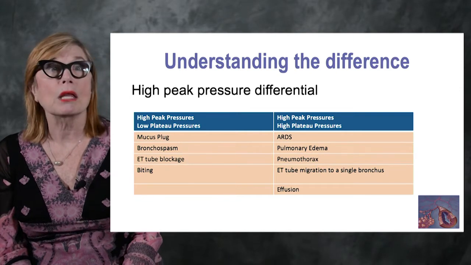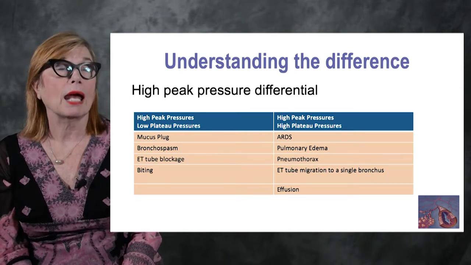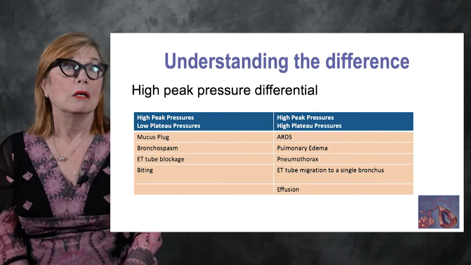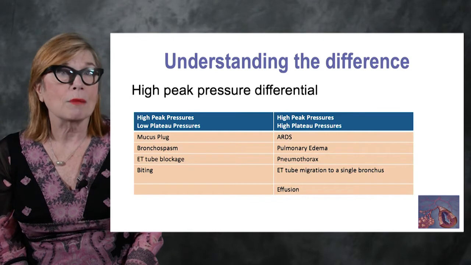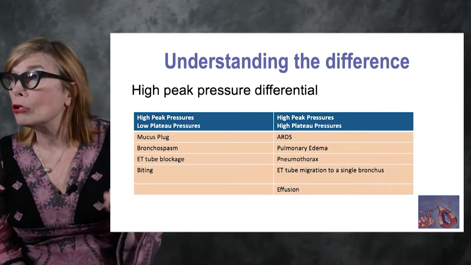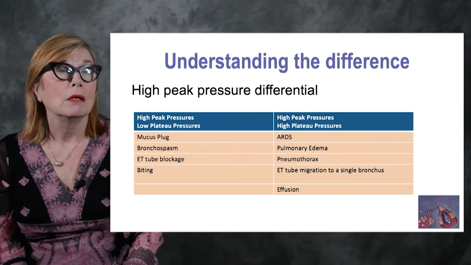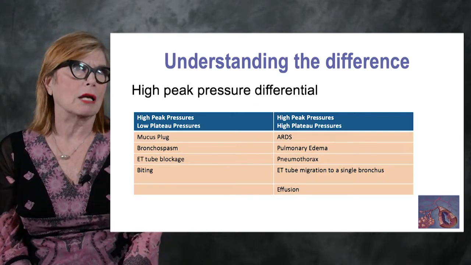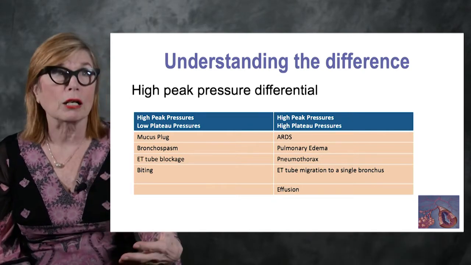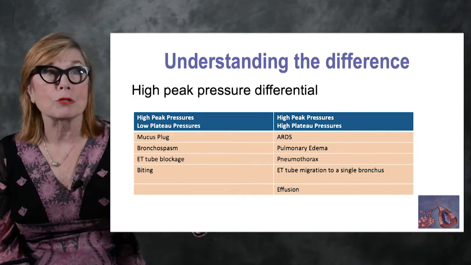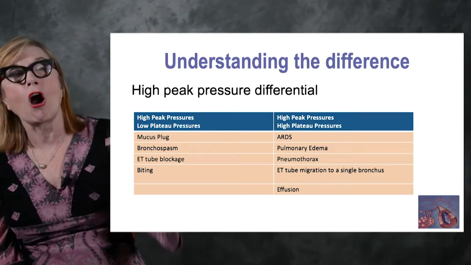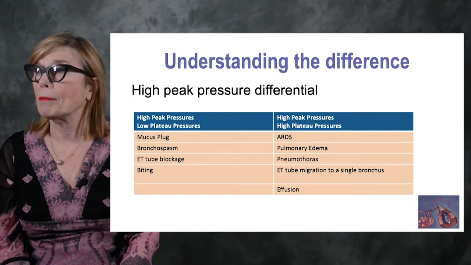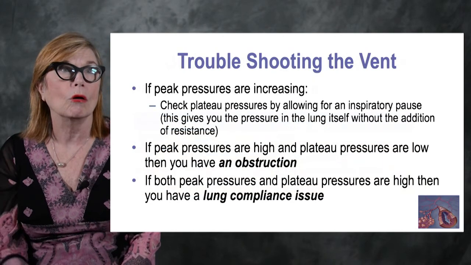But a high peak with a high plateau typically indicates loss of alveolar compliance, which also communicates to resistance. And that's ARDS, pulmonary edema, pneumothorax, ET tube migration to a single bronchus, and pulmonary effusions. So you can see how helpful this is to evaluate at the bedside. When you're struggling with your patients, high peak inspiratory pressure, the most common alarm at the bedside, you actually need to communicate with the respiratory therapist and ask to do an inspiratory hold.